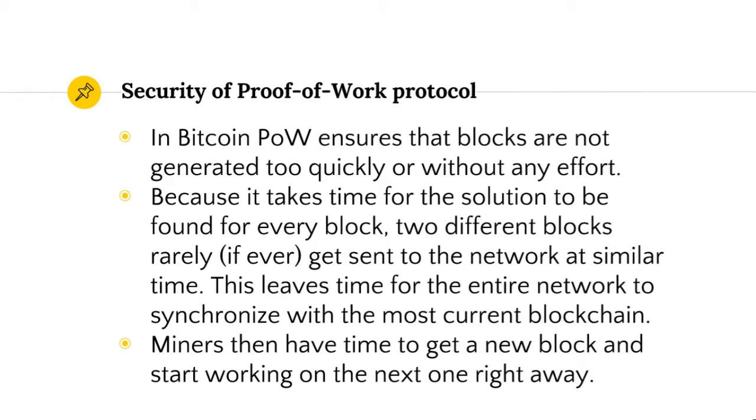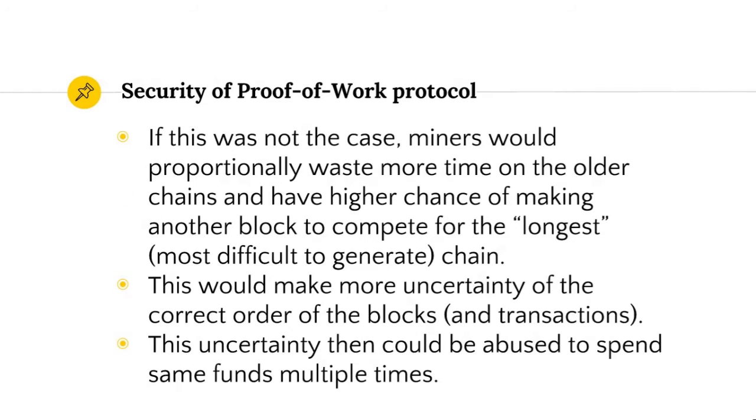Miners tend to have time to get a new block and start working on the next one right away. If this was not the case, miners would proportionally waste time over the older chains and have higher chance of making another block to compete for the longest, most difficult to generate chain. This would make more uncertainty of the correct order of the blocks and transactions. This uncertainty then could be abused to spend some funds multiple times, something called a double spend.